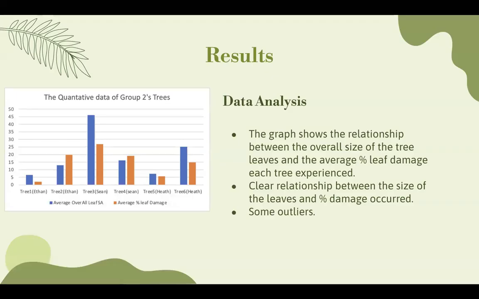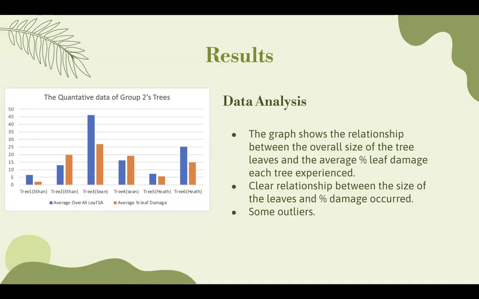So looking at our results, we have this graph here, which shows the average overall leaf surface area compared to the average percent leaf damage. Our main observation was between how big a leaf is and how much damage we see, not focusing specifically on the herbivore or fungal type damage, but more as an overall observation. What is the correlation between the size of these leaves and the percent damage that occurred?